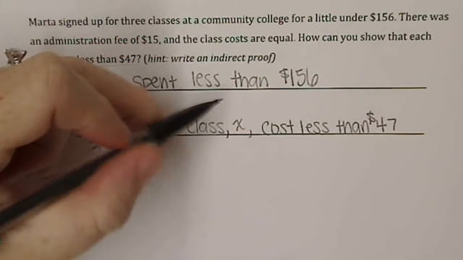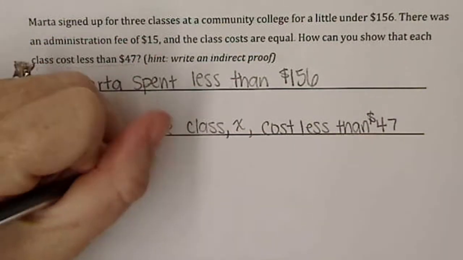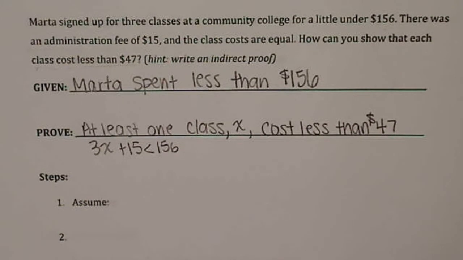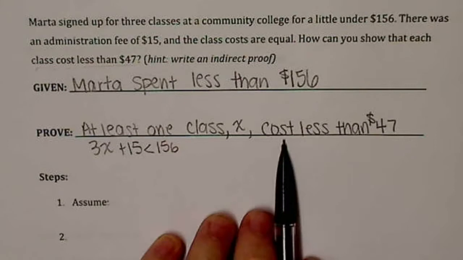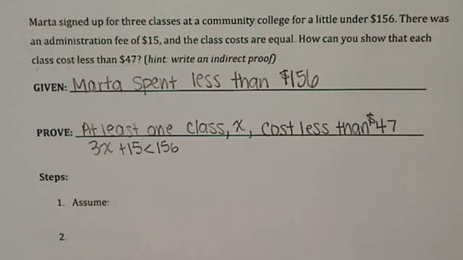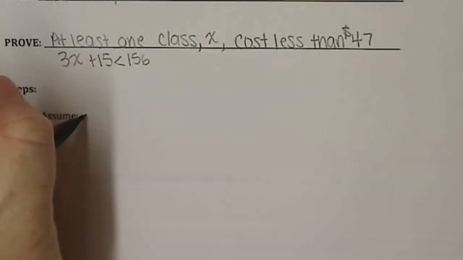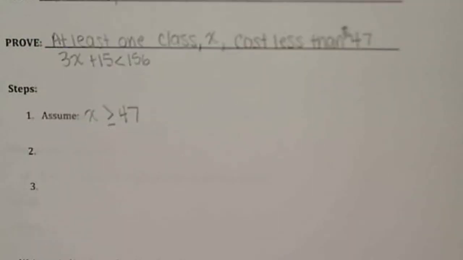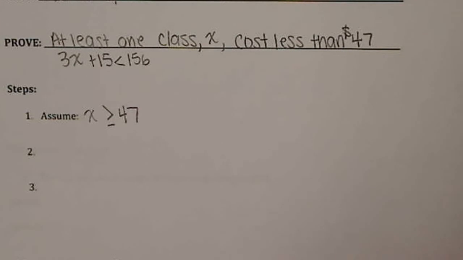It says that she spent less than $156. What I want to assume then is that there was one class that cost more than $47, because here I say that it costs less. So my assumption is that x is going to cost more than $47. How can I prove that?